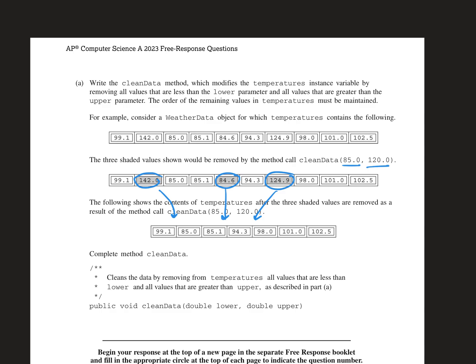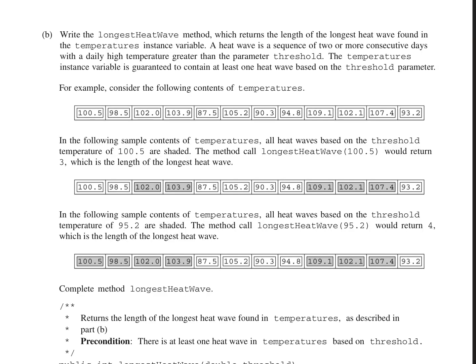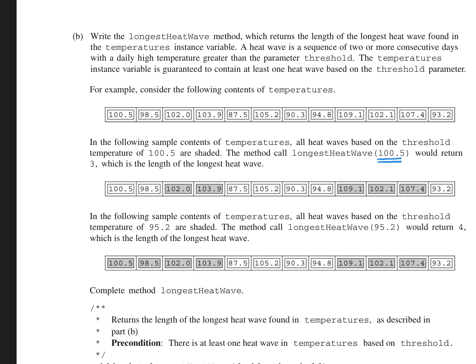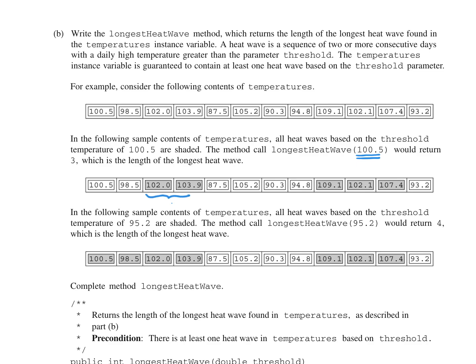Part B. Again, our question says we're going to write the longestHeatWave method. So we're going to try and find the longest heat wave. And what they want is the longest heat wave over a certain amount. So right here, we're asking for how many days are we over 100.5. So right here, we are over 105 for 2 days. So that would be the length of that heat wave. But over here, we also have another one with length 3. So that would be the longest heat wave.